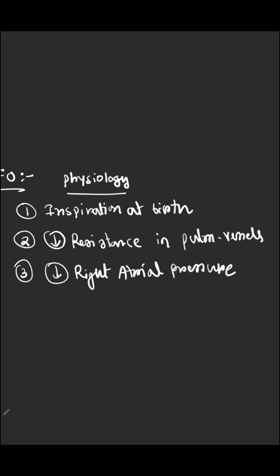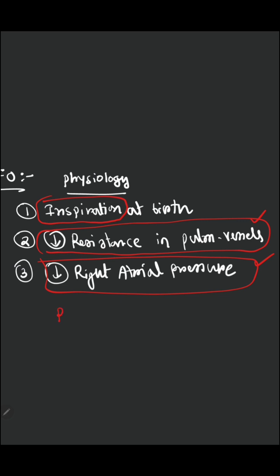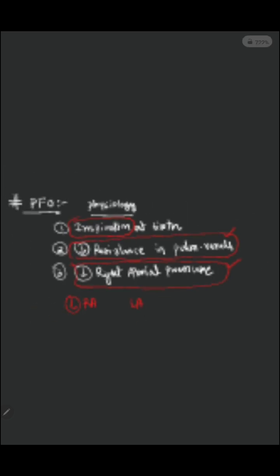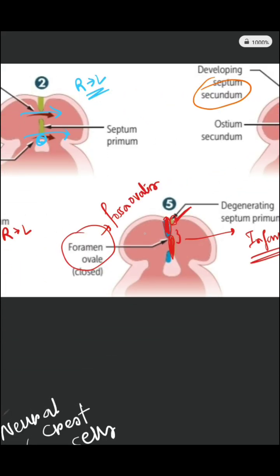So how does foramen ovale close? Physiologically, at birth the baby takes inspiration, which results in decreased resistance in the pulmonary vessels. So definitely if pulmonary resistance goes down, the right atrial pressure will go down, and the right atrial pressure is less than the left atrial pressure. So what will happen? You can see in the image, here the pressure is less in the right atrium, the pressure is high in the left atrium. So what will happen here? This septum primum will definitely be pushed towards the septum secundum, right? So this will close the foramen ovale.